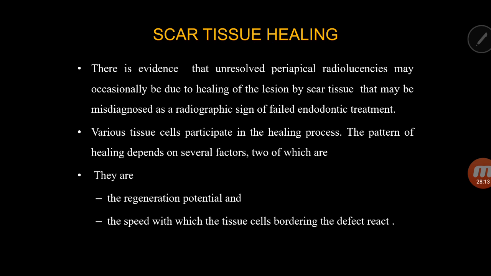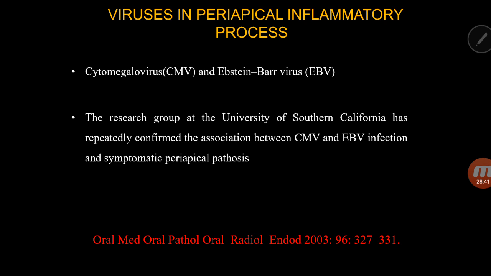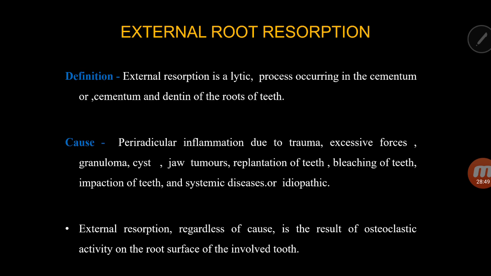Scar tissue means that even after root canal treatment, you can sometimes see a periapical radiolucency, occasionally due to healing of the lesion by scar formation. That may sometimes be misdiagnosed as a radiographic sign of failed endodontic treatment, but it is not a failure actually. Various tissue cells participate in the healing process, and the pattern of healing depends upon several factors, such as the regenerative potential or the speed with which the tissue cells react to the defect. Apart from these, periapical lesions may sometimes be associated with cytomegalovirus or Epstein-Barr virus. Research is still ongoing in this aspect.